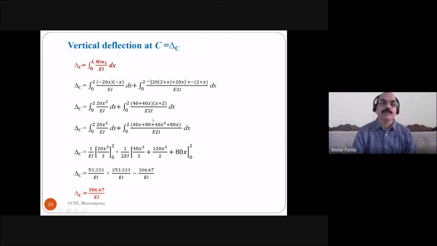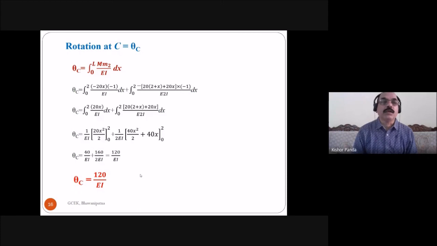Then after simplification, after taking the integration, and after putting the limits 0 to 2, you will get the deflection at C. Deflection at C is equal to 53.333 by EI plus 253.3333 by EI. The total deflection at C is equal to 306.67 by EI. So this is the total vertical deflection at C.